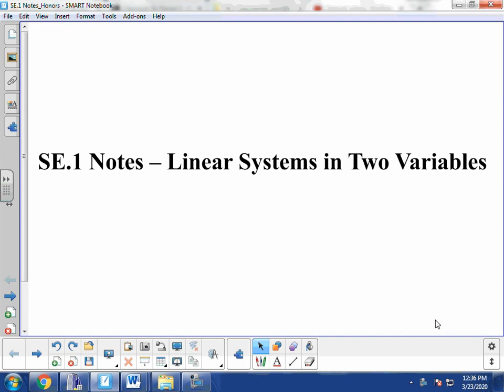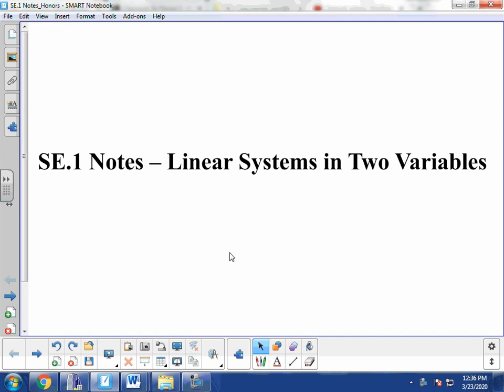Today we are going to be taking a look at our new unit, which is on systems of equations. We are starting with SE.1, which is linear systems in two variables. SE.1 is something that should be pretty much entirely reviewed from Algebra 1, but there's some key concepts that we're going to use as we carry forward into a little bit new and more complicated topics that we want to make sure that we review and we nail down.